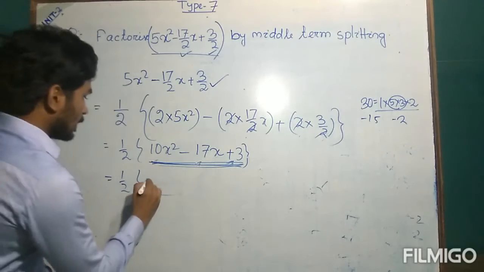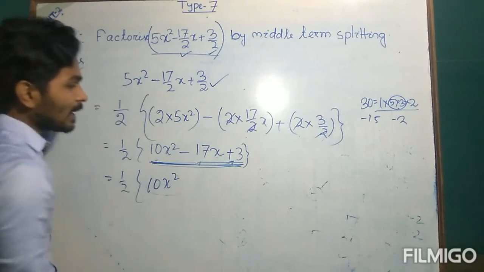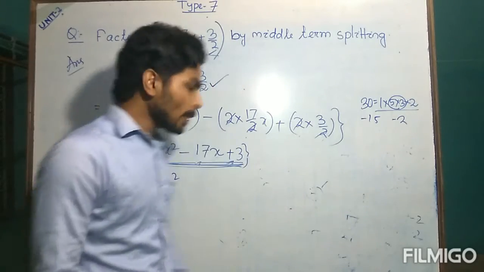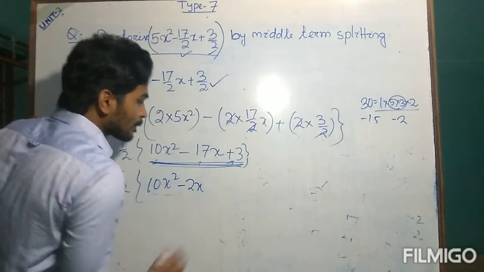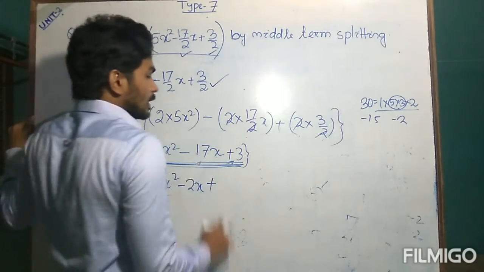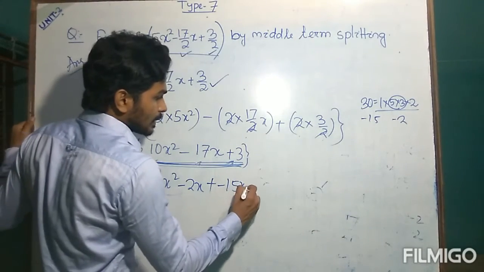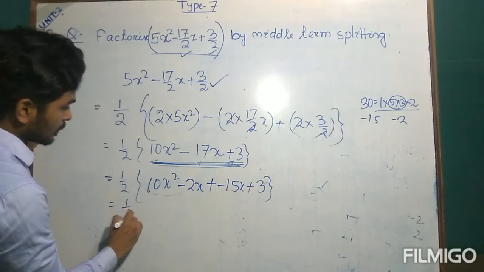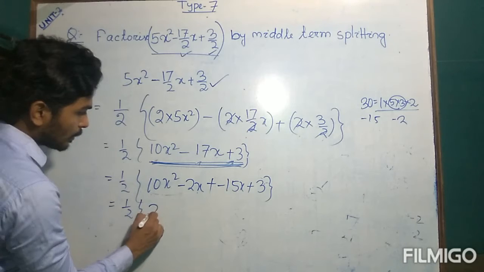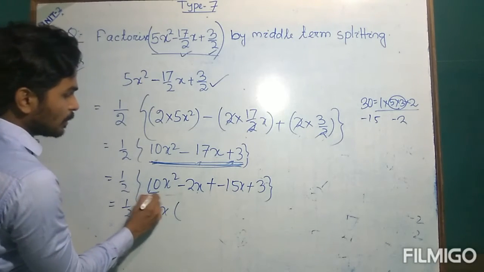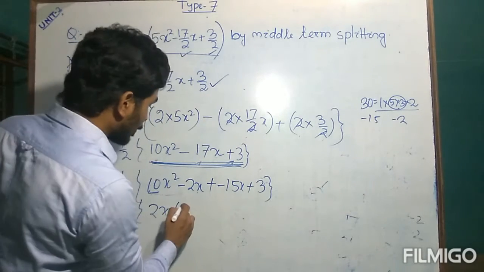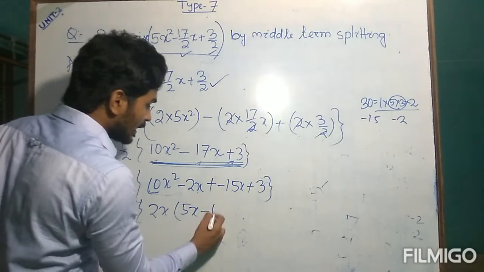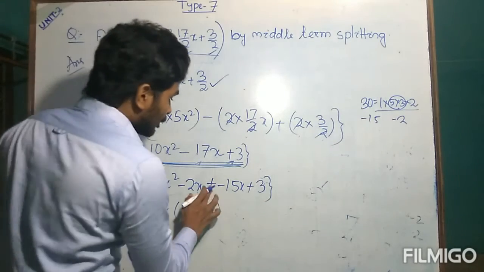Now this quadratic polynomial can be written as, out of minus 15 and minus 2, minus 15 is the bigger one, so you can write minus 2x plus minus 15x plus 3. Okay, it is clear now. So you can take 2 as common and x as common. When 2 is taken out from 10, it will be 5, because 2 5s are 10, and 2x is completely taken common, so 5x minus 1.